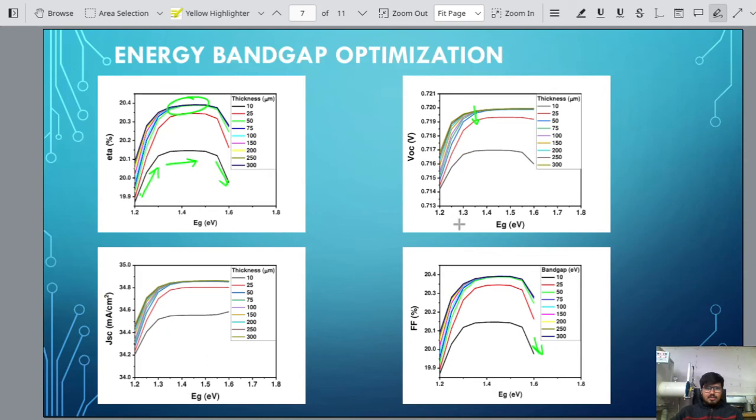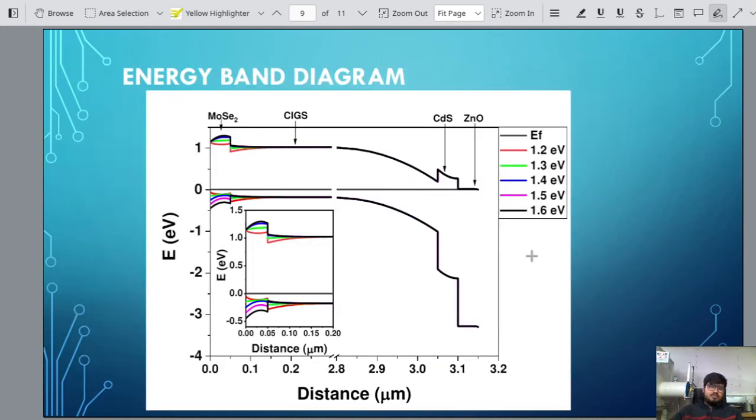Now, in the previous slides, there is a change in efficiency. Here I suspect the fill factor is the major player in reducing the efficiency after 1.5 electron volt, which is a function of maximum voltage and maximum current. Now, there is a fundamental reason why the band gap will cause a change in efficiency.